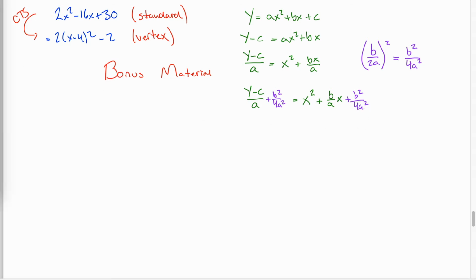Now my left side is just a total disaster. Y minus c divided by a plus b squared over 4a squared. But I'm not worried about that. I'm focusing on the right side where I've managed to produce a perfect square.